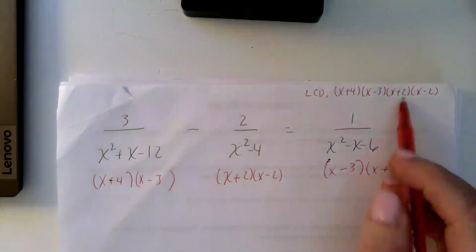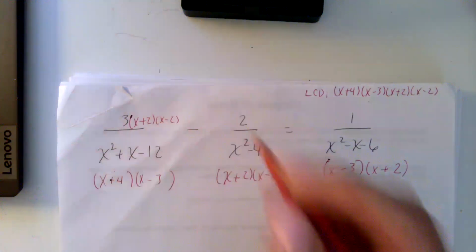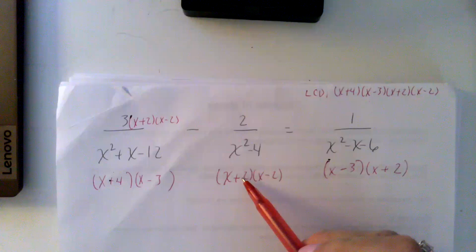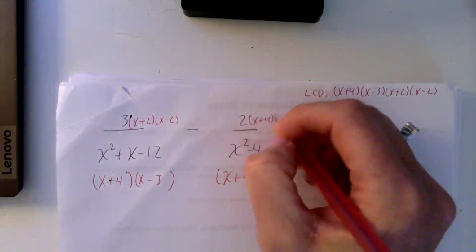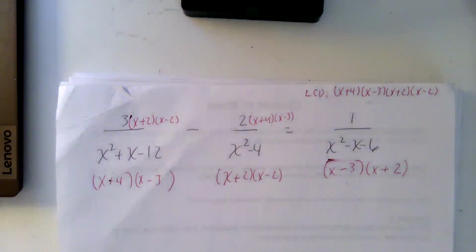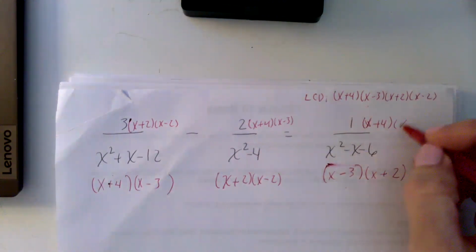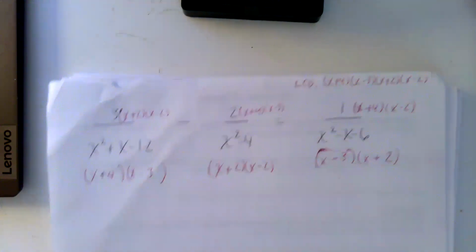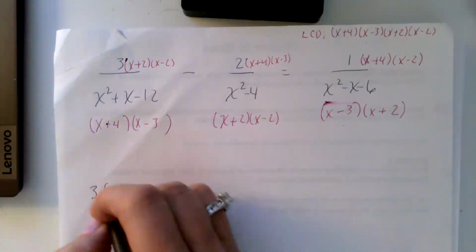So I'm going to multiply through by the x plus 2, x minus 2. And then this middle fraction is missing the x plus 4, x minus 3. Then the last fraction is missing the x plus 4 and the x minus 2. Okay. So that's going to look like this.